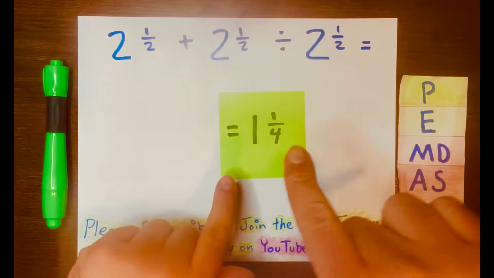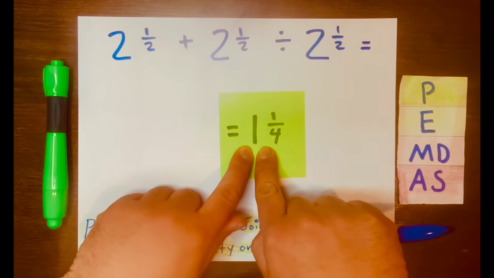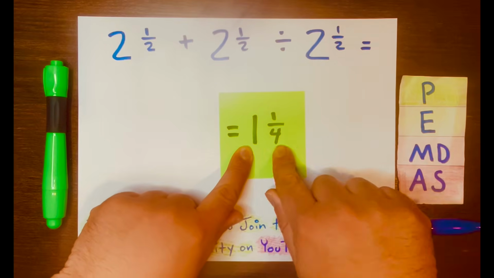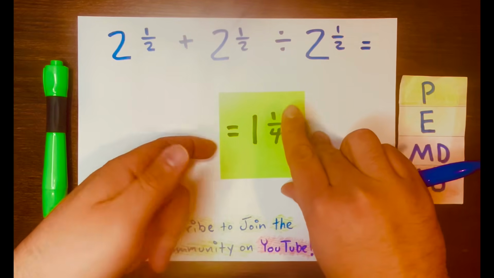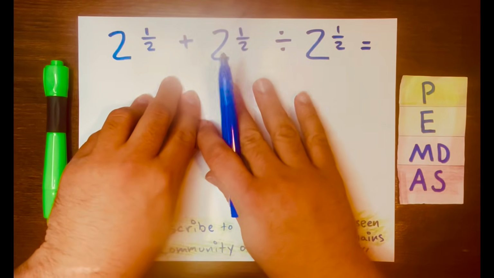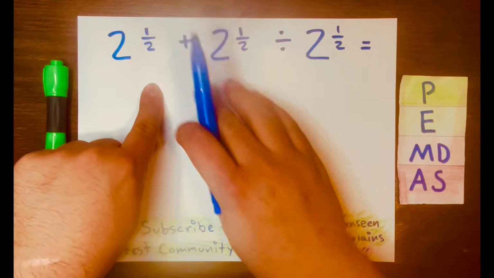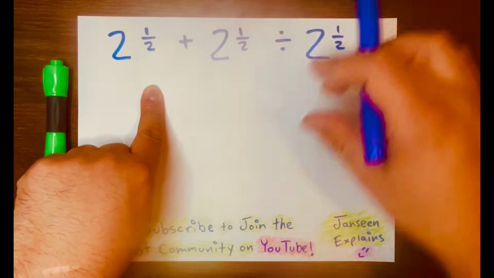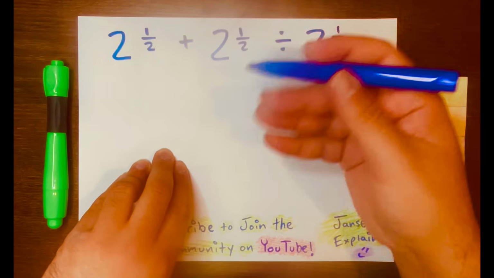Hi everyone. So my phone calculator gave me the answer 1 over 4, and that is wrong. Let me show you how to solve this math problem correctly. The first thing you need to do is to turn these mixed numbers into improper fractions. So let's go ahead and do that.